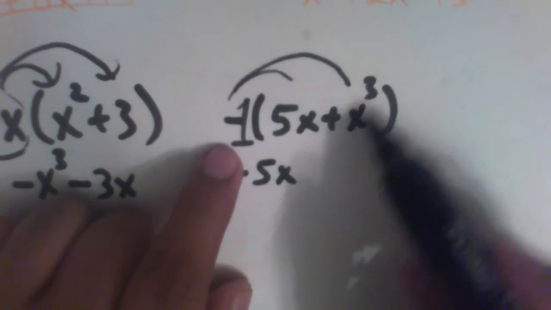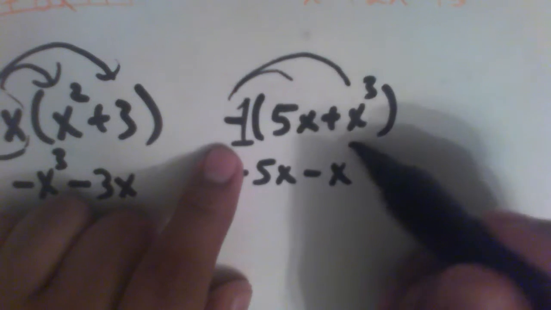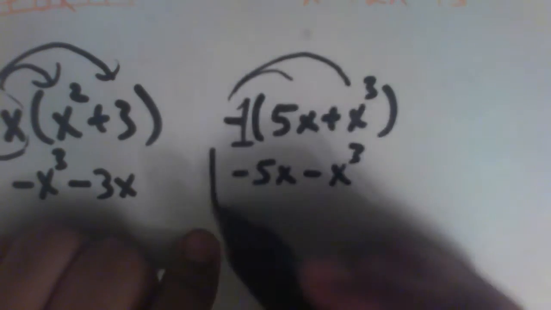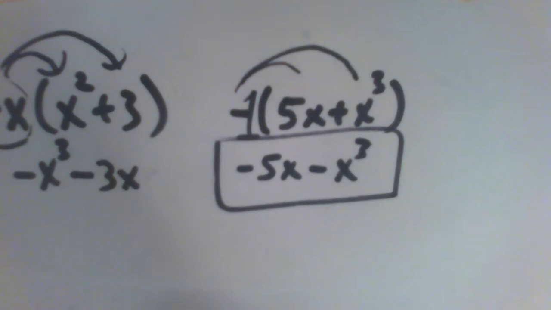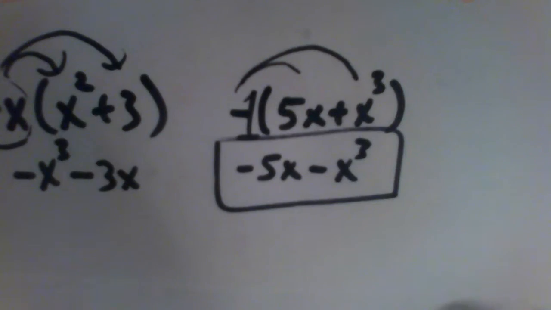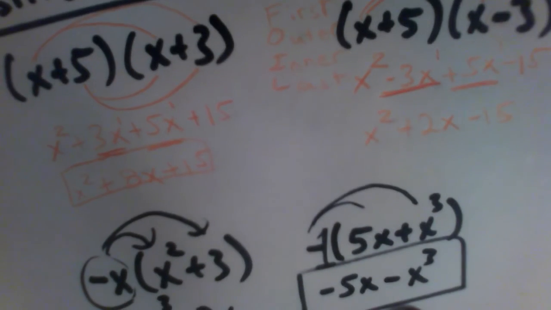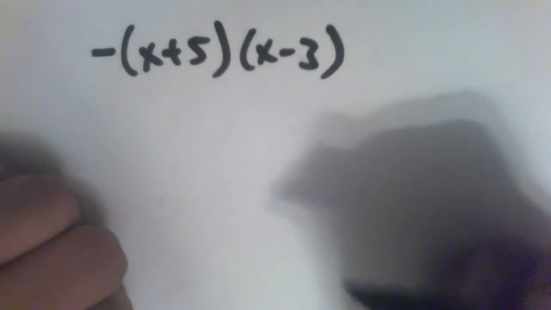Negative 1 times x cubed, that's minus x cubed, right? So we use the distributive property and we figured this out. All right, so let's do probably the harder distributive property problem. So let's say this is a two-step distributive property type of thing. So let's say we have x plus 5 and then we have x minus 3, right?